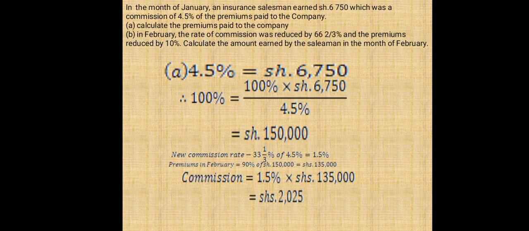Now the premiums we have gotten were 150,000. Now if they reduce by 90%, it means we have to multiply that 150,000 by 90% and we get the new premium, or the premiums the insurance salesman collected the next month, which was 135,000. So a commission of 1.5% of 135,000 is 2,025 shillings.